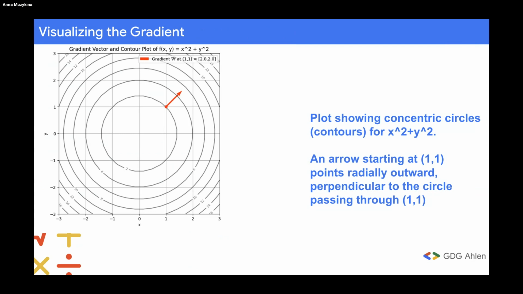Notice how the arrow points directly away from the origin, the minimum value of the function, which is the direction of steepest increase. Also observe that the red arrow is perpendicular to the circular contour line passing through 1, 1. This visual confirms the properties of the gradient.